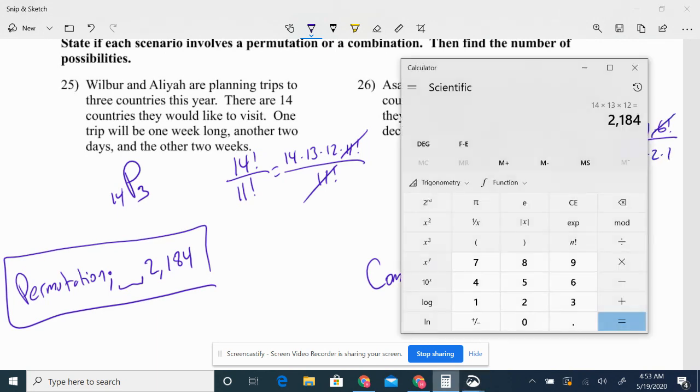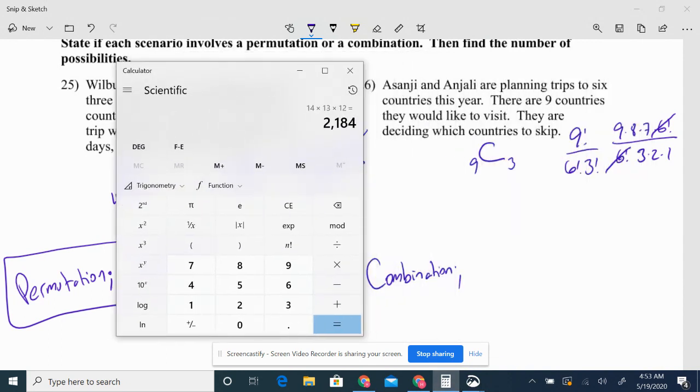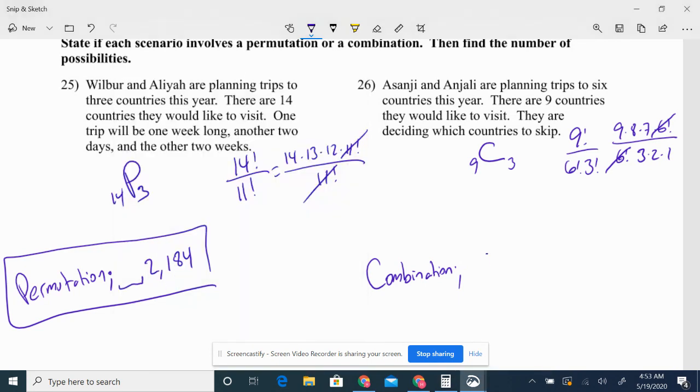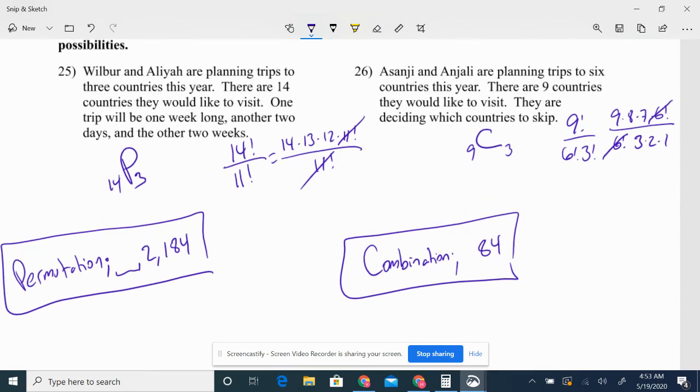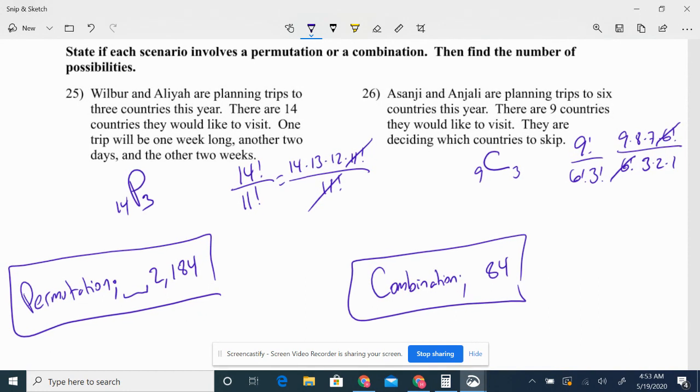Let me grab my calculator. So on the top, I have 9 times 8 times 7 divided by, technically the top is 6, right? 3 times 2 times 1. So that gives me 84. From these, expect one on the test.